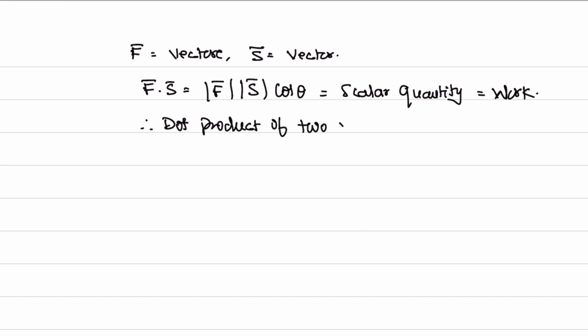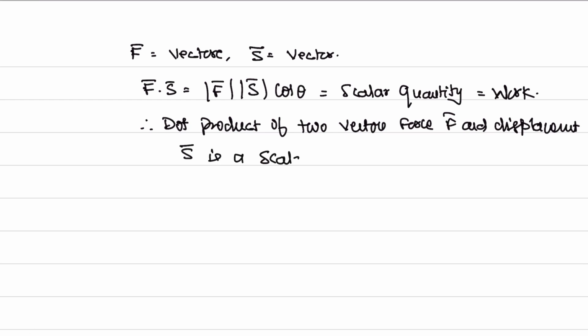Therefore, the dot product of two vectors, force F bar and displacement S bar, is a scalar quantity called work or energy. Hence, work or energy is a scalar quantity, F dot S.